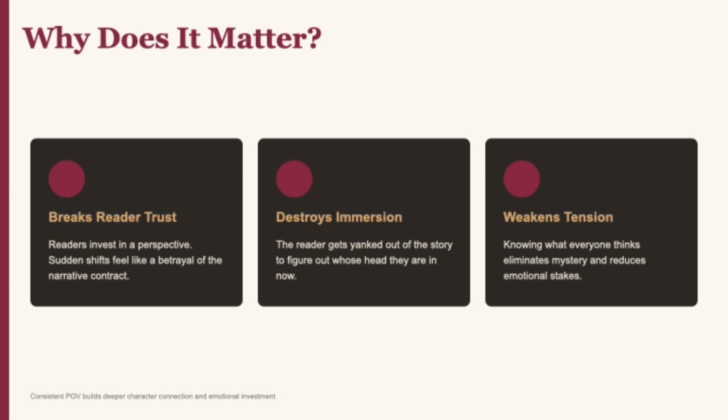And second, it destroys the immersion. Every time you hop into a different head, the reader gets yanked out of the other character's story. So they have to stop and figure out, well, whose story is this anyway? Is it character A's story? Is it character B's? Because all of a sudden I'm feeling the emotions of character B when we were just talking about A. That mental reset pulls them out of the fictional world that you've taken the time to create.